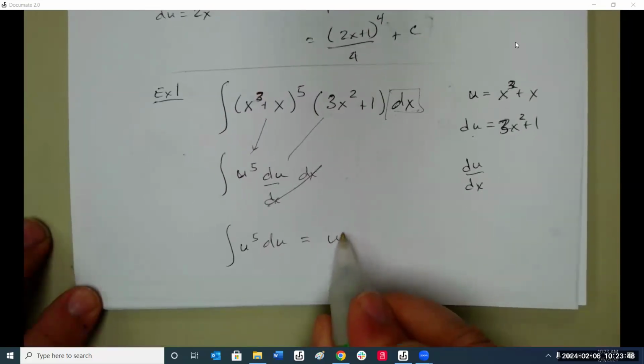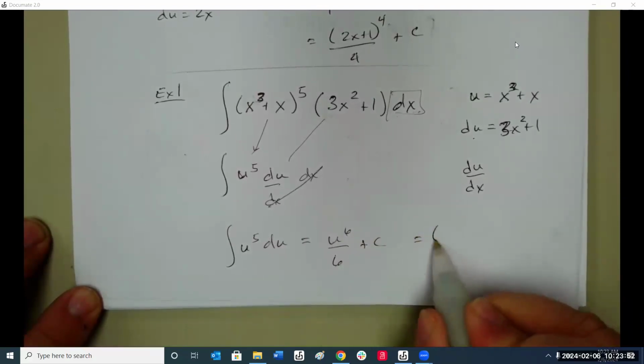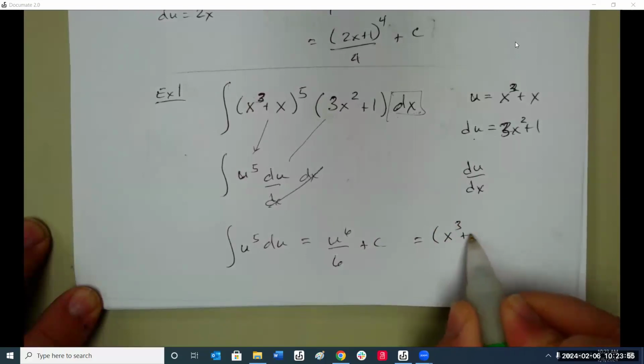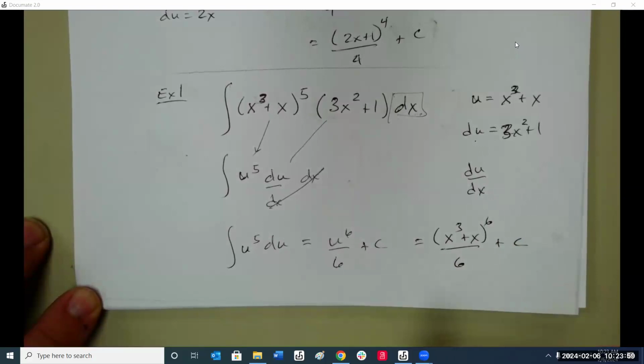So our integral would be u to the 6 over 6 plus c, which would be (x cubed plus x) to the 6th divided by 6 plus c.